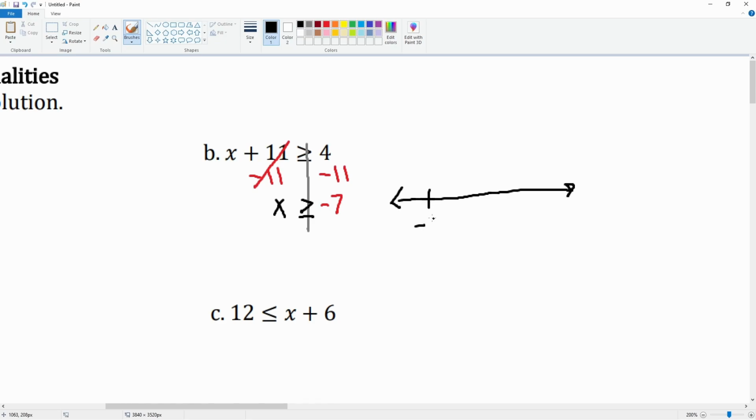Here's our number -7, and here's the number 0. It is going to be closed here because it has that bar here, and x is greater than or equal to -7, so it's all the way to the right because those are all the numbers that are greater than that.